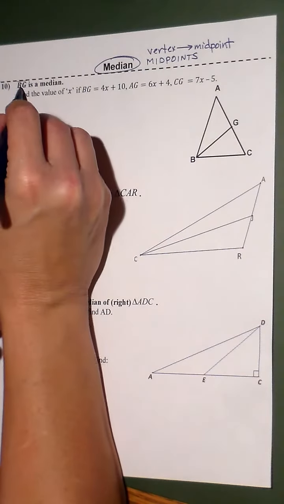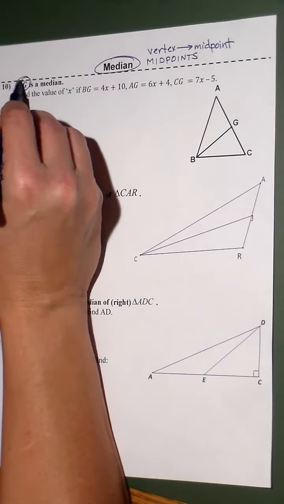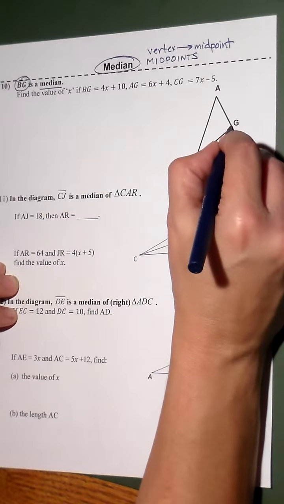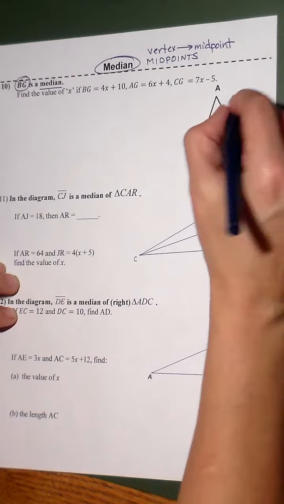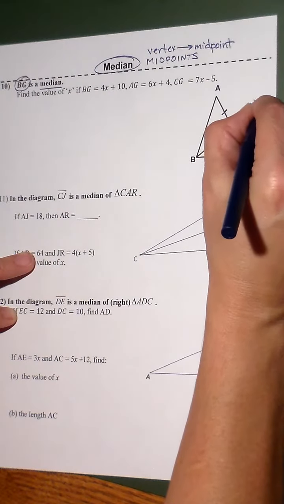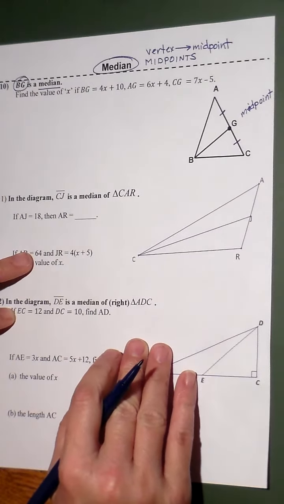So it says BG, not like the group, you know, Staying Alive. BG is a median. So what that tells me about BG is that G is a midpoint. That's what a median tells me. Whoops, midpoint with an I. I can spell sometimes.